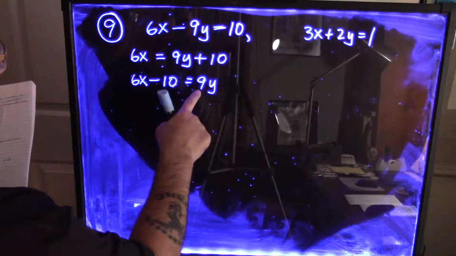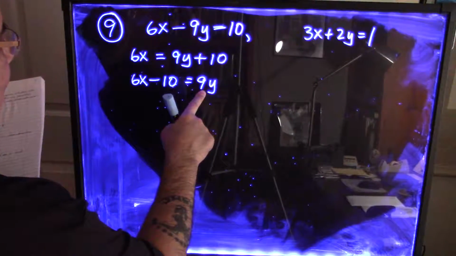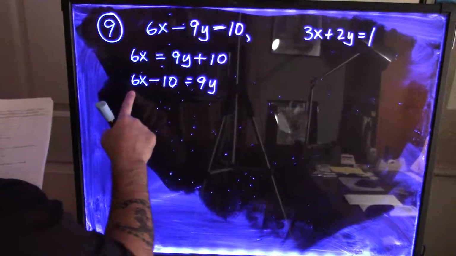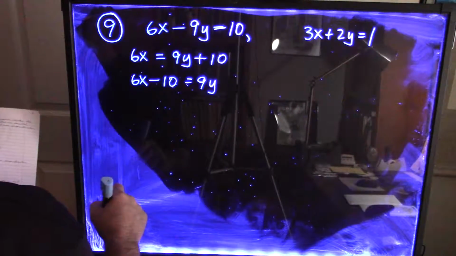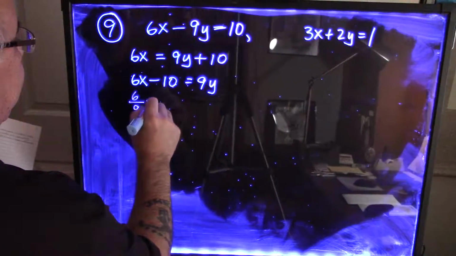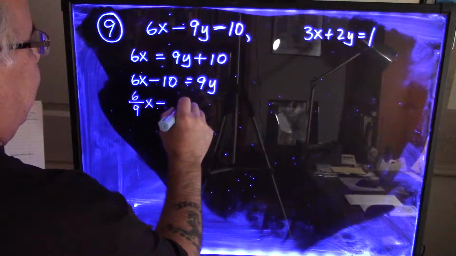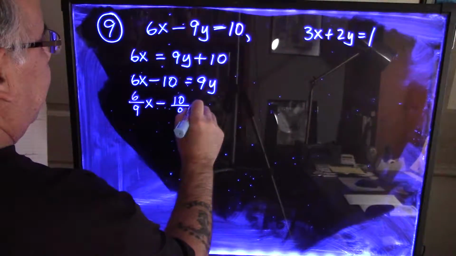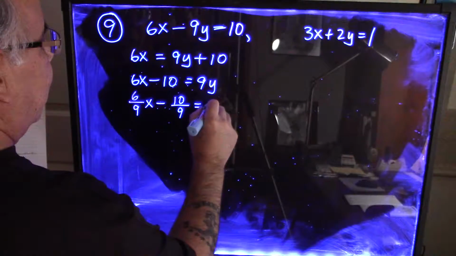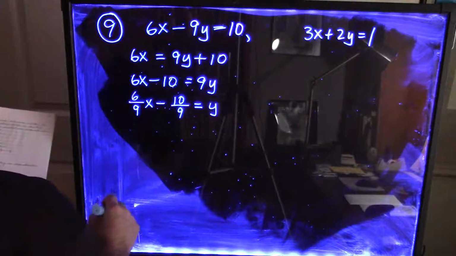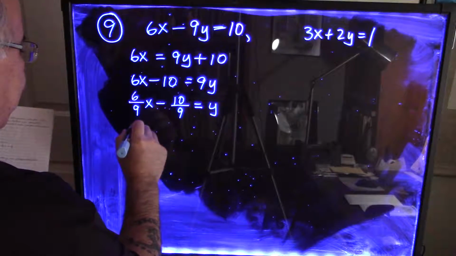And we want to multiply both sides by 1/9 to solve for y. So 1/9 times 6x is 6/9 x, minus 10 times 1/9 is 10/9, and 1/9 times 9y is just y. So 6/9 can be reduced to 2/3.